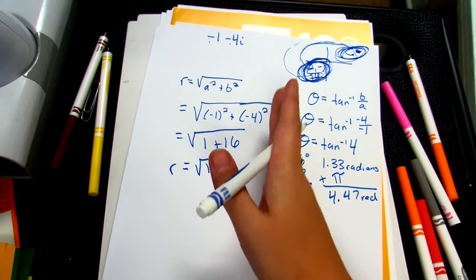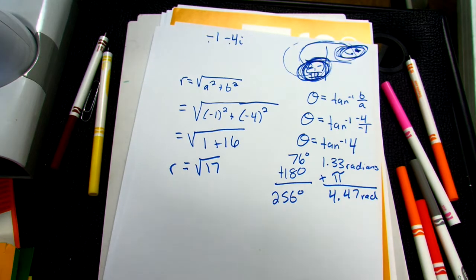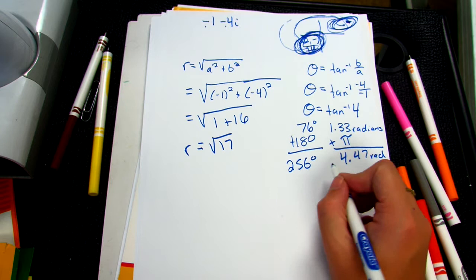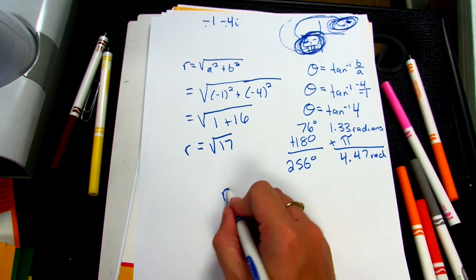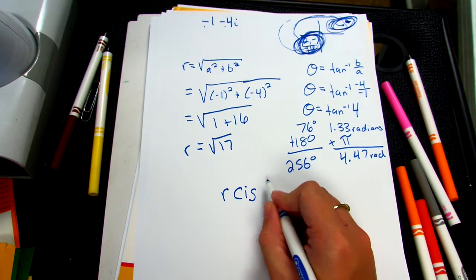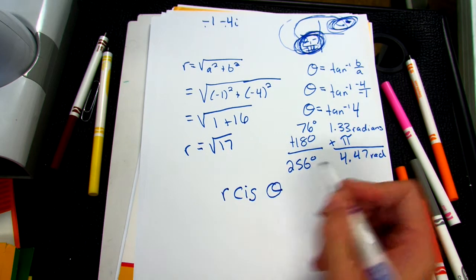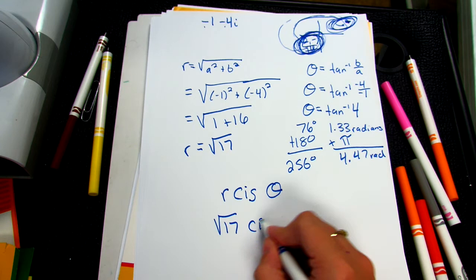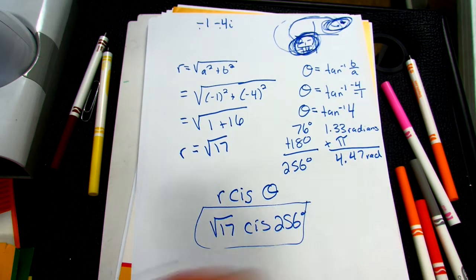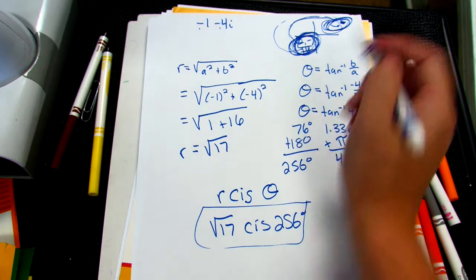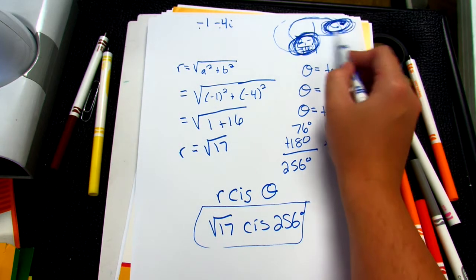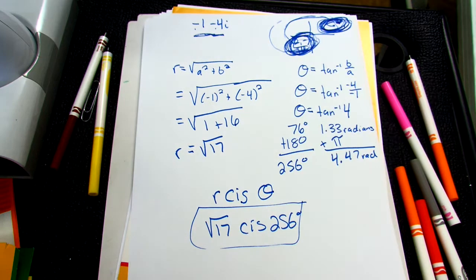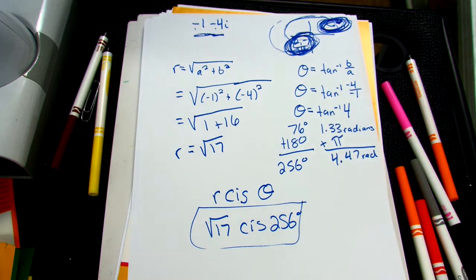I would just stay in degrees if you're having to use your calculator. It makes it easier. Okay, so here we are, 256 degrees. So now remember, it's r cis theta. So it is square root of 17, because that's r, cis 256 degrees. Done. So the most complicated part was just knowing, well, we got an angle in the first quadrant, but we know it's supposed to be in the third quadrant. So we had to add 180. That was the most complicated part.